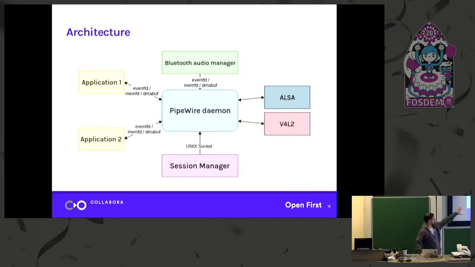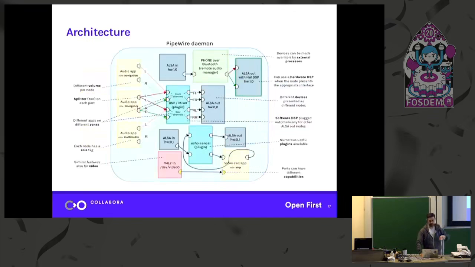Inside that blue box, the PipeWire daemon, things look like that. Inside the PipeWire daemon, there is actually a media graph with a lot of little objects called nodes that connect to each other with links. Every application is represented by an application node. Every device is represented there as well: ALSA, Video for Linux, Bluetooth. And it can also load internal plugins that provide nodes that can do filtering and processing.